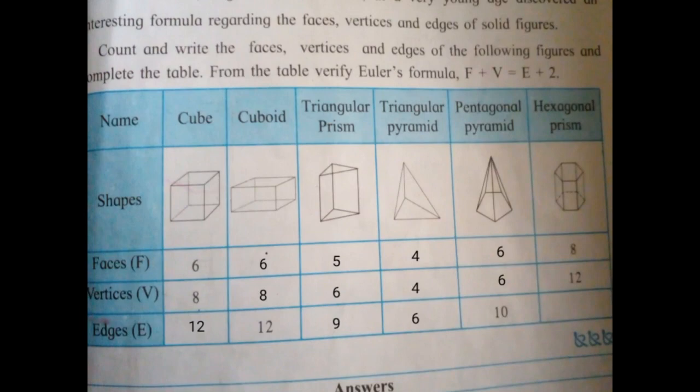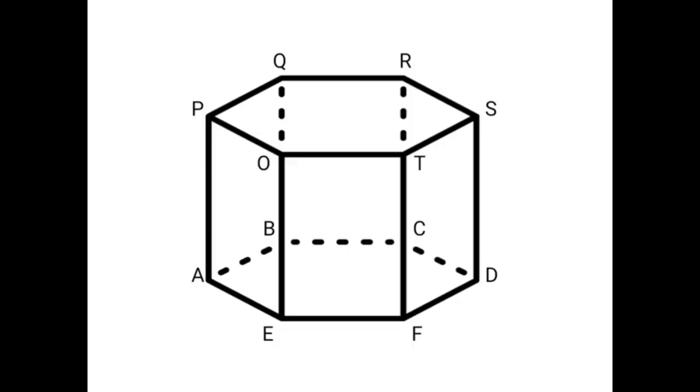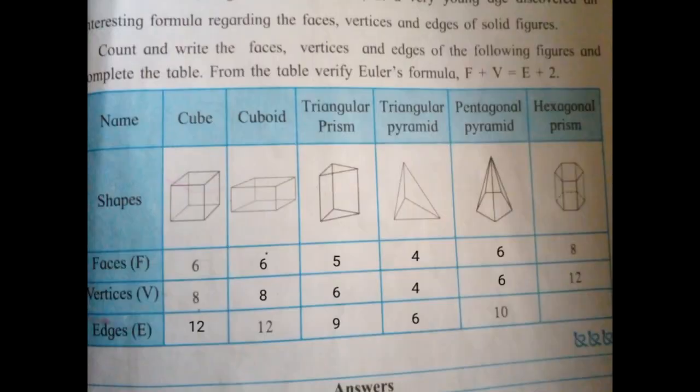Now we'll count vertices of hexagonal prism. Point O, point P, point Q, point R, point S, point T, point A, point B, point C, point D, point E and point F. Altogether, there are 12 vertices of hexagonal prism.